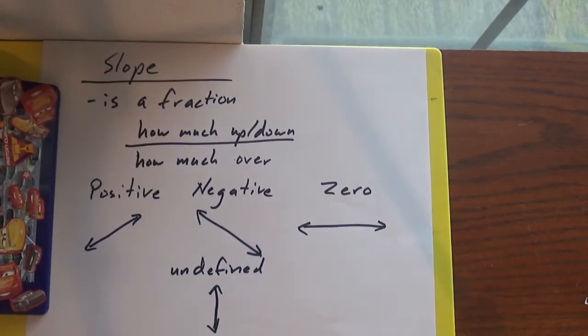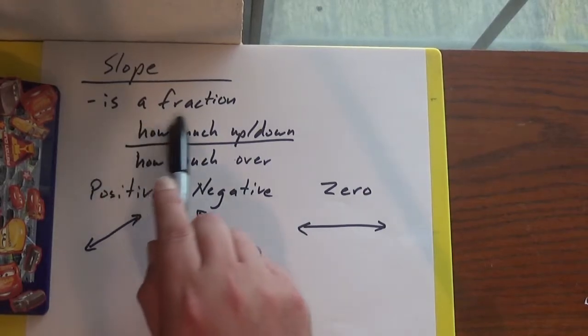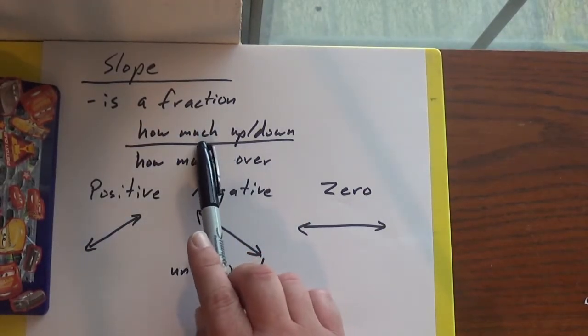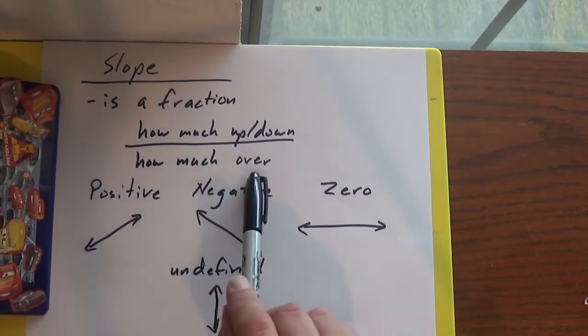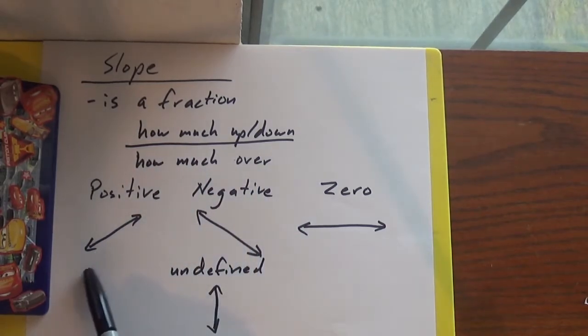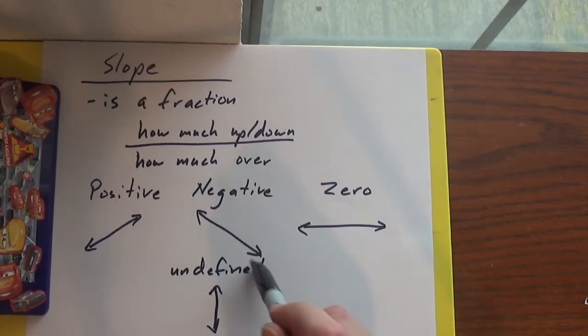Now, things to keep in mind. Slope is a fraction. On top, it's how much up or down our line goes, and on bottom, it's how much over. If it's positive, it's going up. If it's negative, it's going down. Undefined means it's straight up and down.